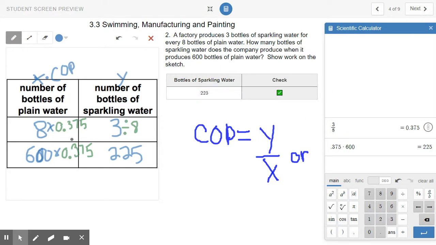So again, we did this because we were able to find the constant of proportionality. When we're solving these problems, our main goal is to figure out what we are multiplying this column by to get the second column over here. And we use the division to figure it out.